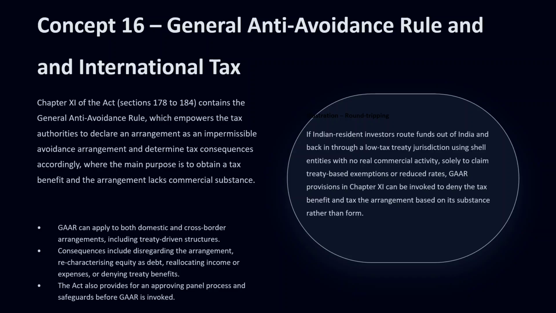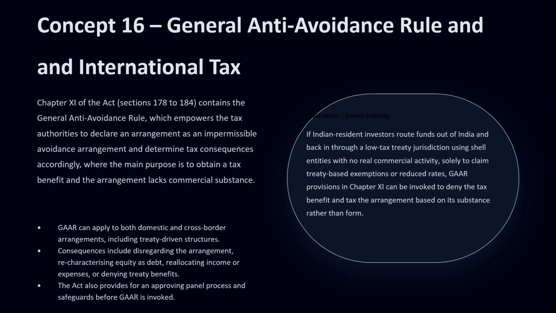So the consequences of GAR can include, number one, disregarding the arrangement outrightly. It can also include treating equity as debt or debt as equity. It can also include reallocating income, deductions or the tax credit among parties. It can also deny treaty benefits that would otherwise be available under the DTAA. So the Act also prescribes an approving panel mechanism and certain procedural safeguards. So the GAR is not applied automatically.